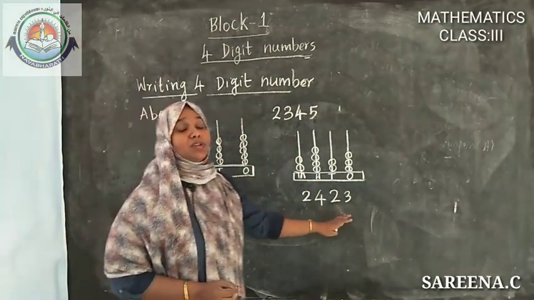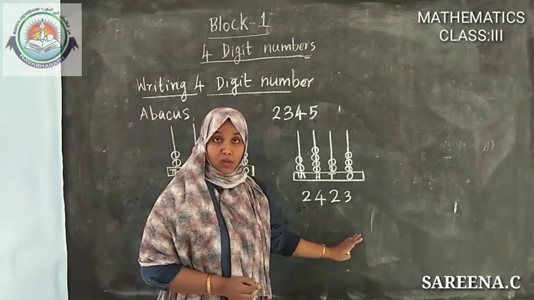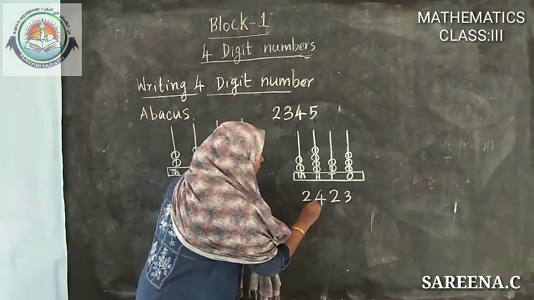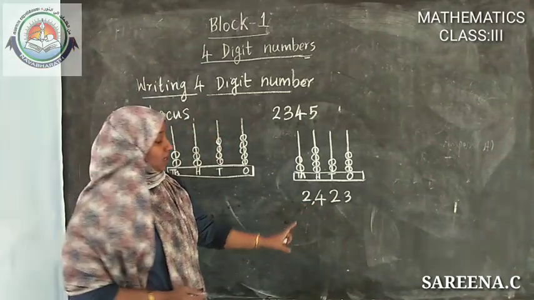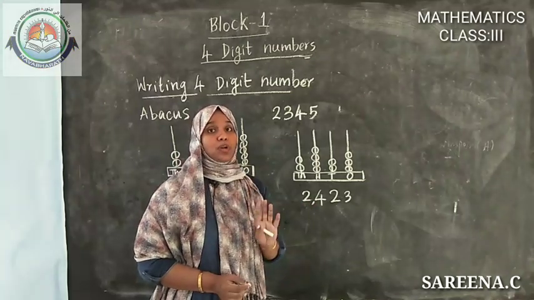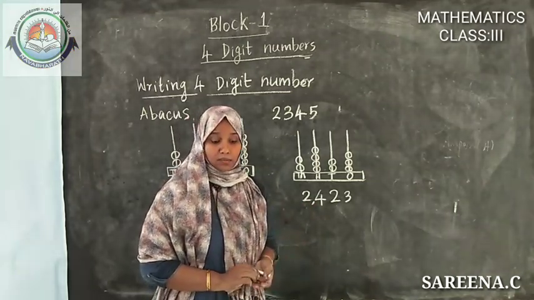When we write a 4-digit number, we should put a comma after the thousands. In between 1000 and 100, we should put a comma.